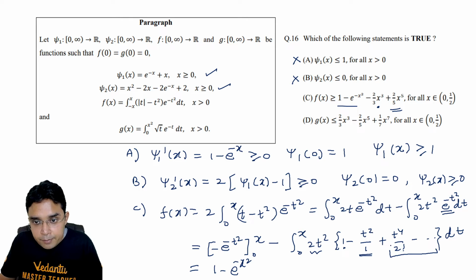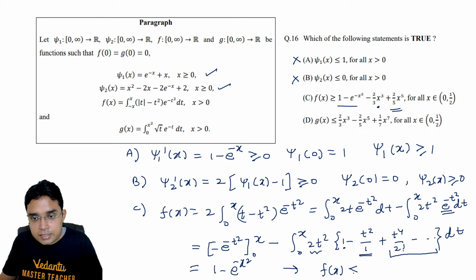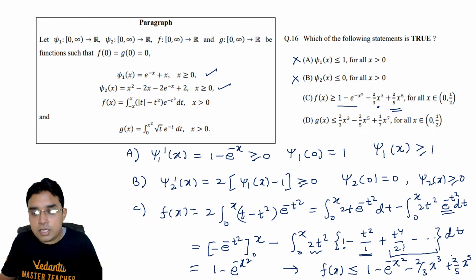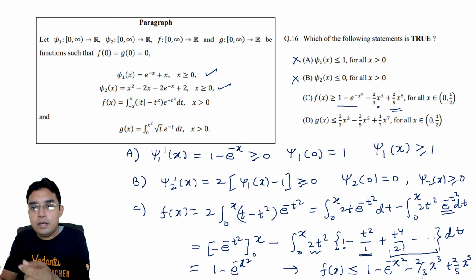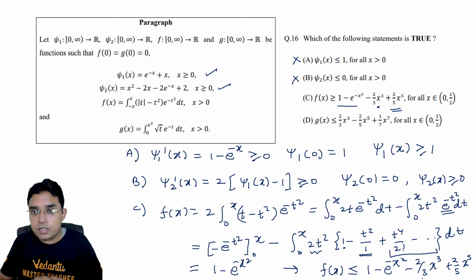And ignoring them, please understand, there is a minus sign. So if we are ignoring them, this would have been f(x) less than or equal to 1 minus e power minus x square minus 2 upon 3 x cube plus 2 upon 5 x power 5. Because all those terms will be subtracting from this, the value of f(x) will actually be lesser than what is given in the C option. So the C option also seems to be wrong.